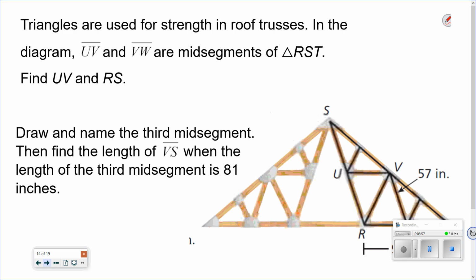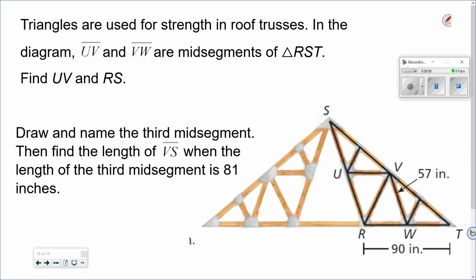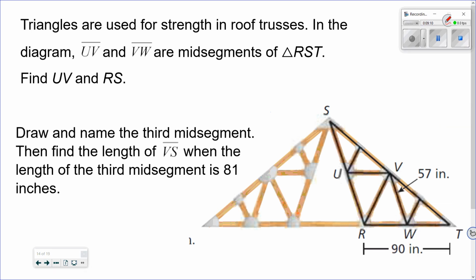So this one says triangles are used for strength in roof structures, roof trusses. On the diagram, UV and VW are mid-segments. So come down here to our diagram. It's given to us that UV right there is a mid-segment. So U's a midpoint and V's a midpoint. And VW is also a mid-segment. That means that W is also a midpoint.